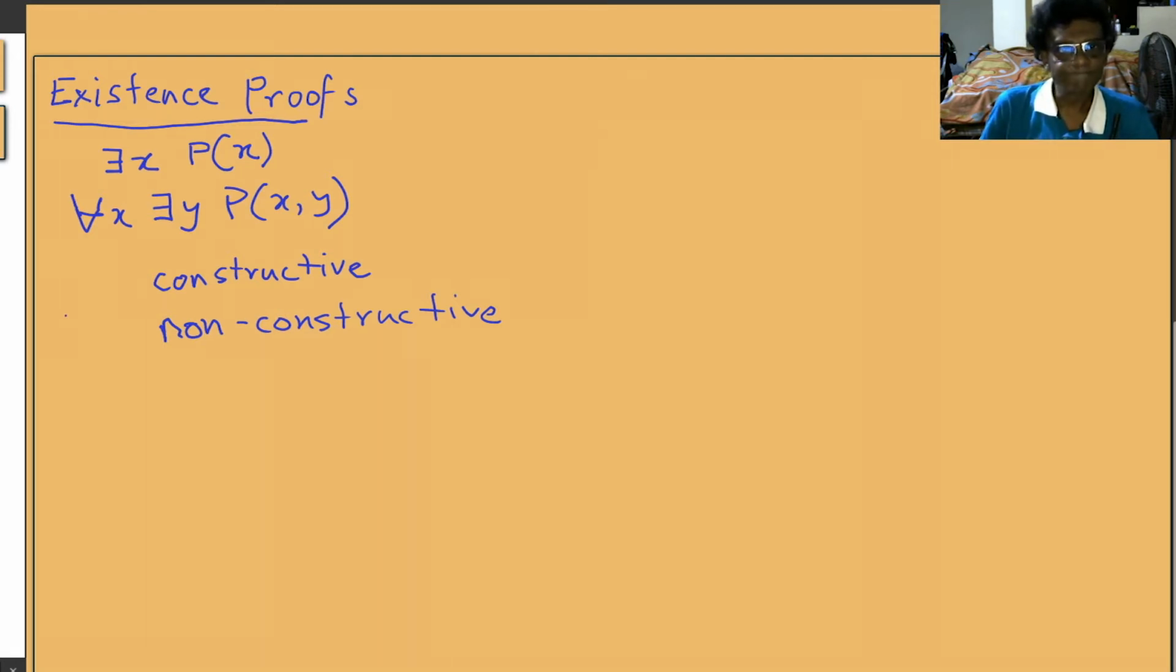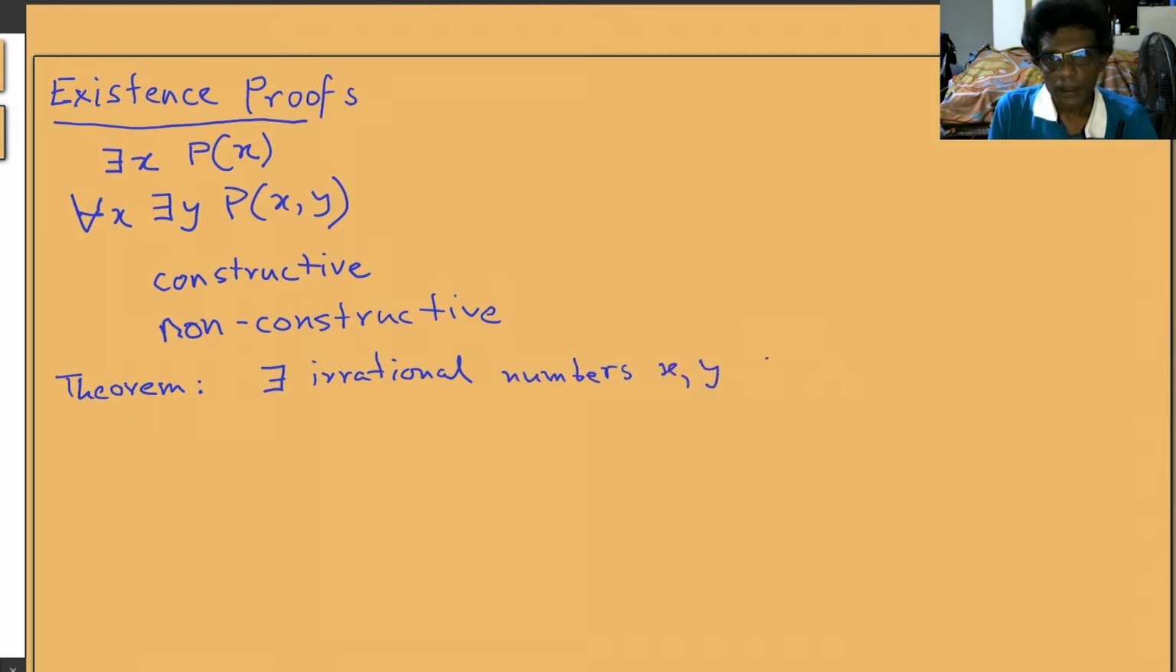So, I will give you a few examples. This is the first type. Let me explain. Theorem: There exist irrational numbers x and y such that x power y is rational. This is of the first type.